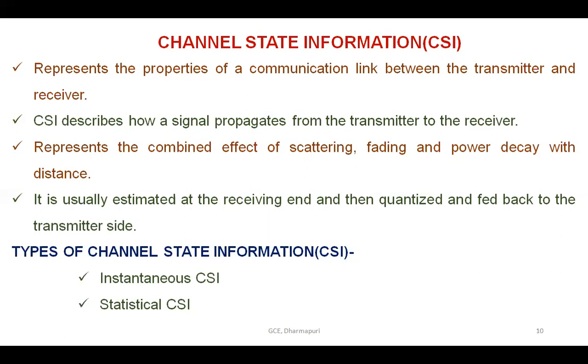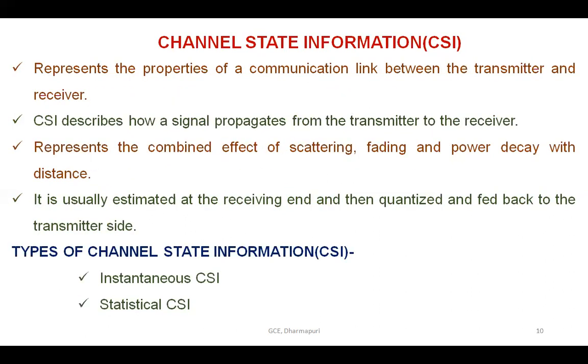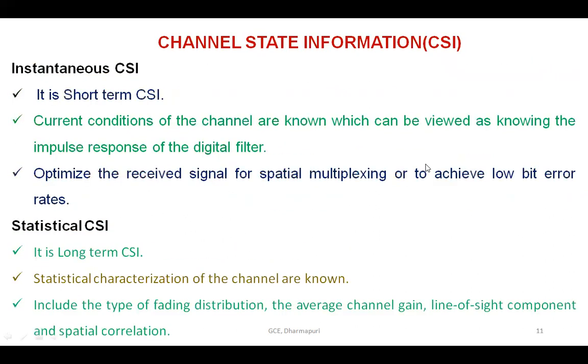Types of channel state information: one is the instantaneous CSI, another one is the statistical CSI. Instantaneous CSI is a short-term CSI. Current conditions of the channel are known, which can be viewed as knowing the impulse response of a digital filter. This is used to optimize the received signal for spatial multiplexing or to achieve low bit error rates.